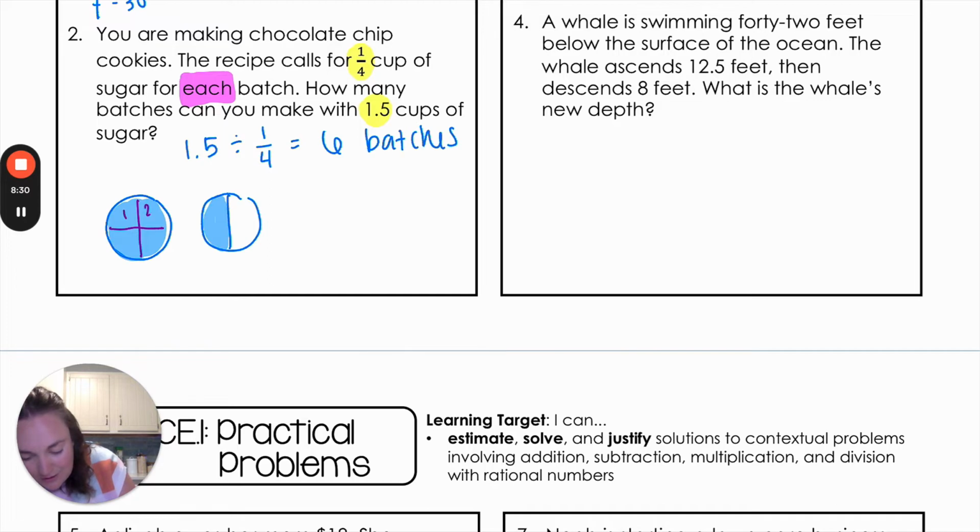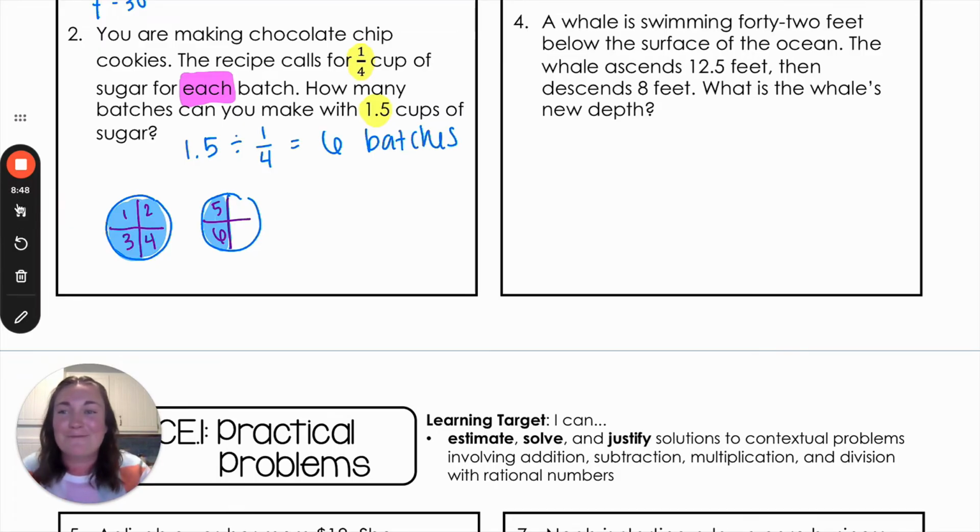means I've got 1, 2, 3, 4 batches that I can make out of that first cup, right? If there's 1/4 of a cup each. And if I break up the second one, there's my 5 and my 6. So that 1.5 cups of sugar turns into 6 batches. So you've got the math part of it and you've got the picture that goes along.